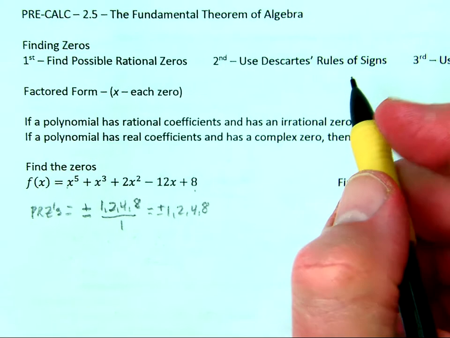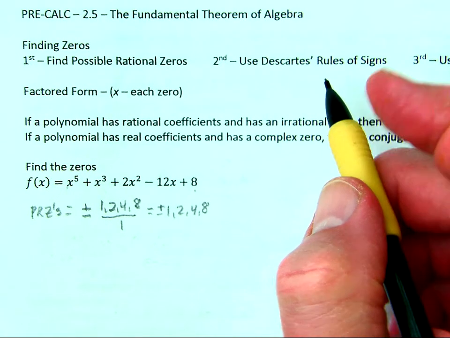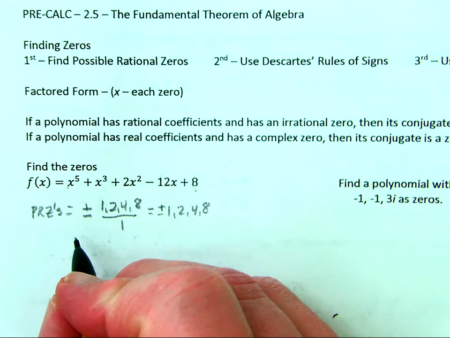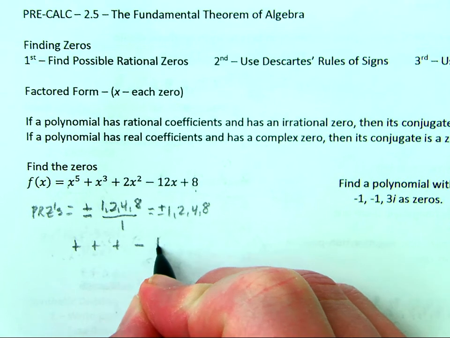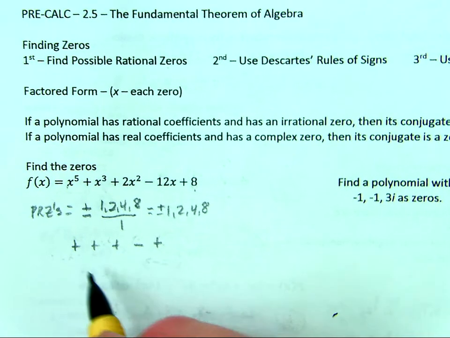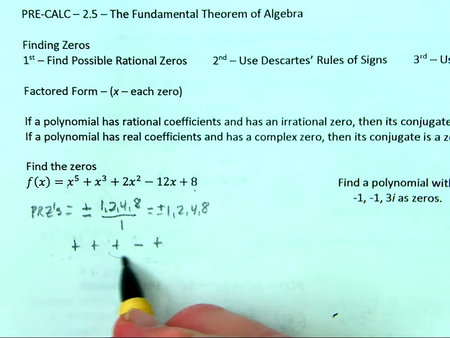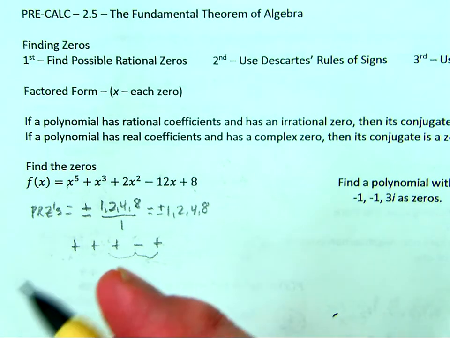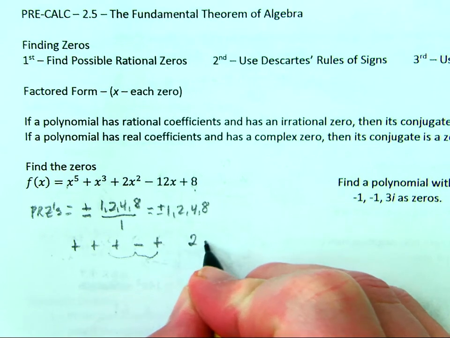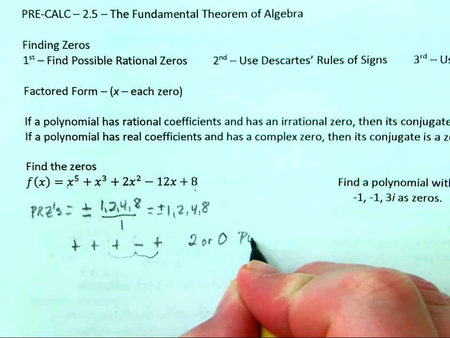Then you might want to use Descartes' rule of signs. Remember, we count the sign changes. Well, if you look here, we have positive, positive, positive, negative, positive. So that's 1, 2 sign changes. So that means this has 2 or 0 positive real zeros.